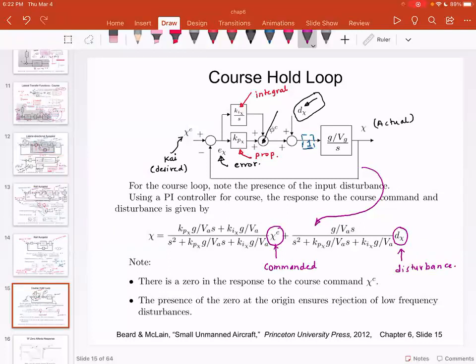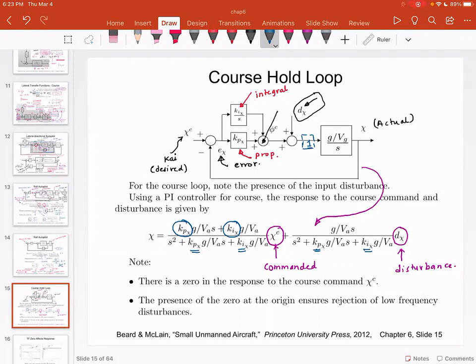Now, if we want to control this system, again, we will go through the same routine and decide the values of Kp and Ki in some way, so that this course hold loop is closed. And just try to understand something here that happens.